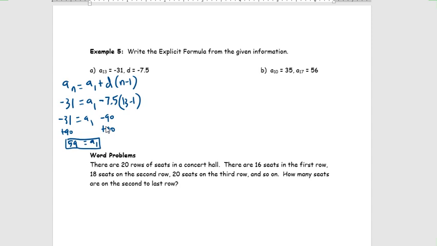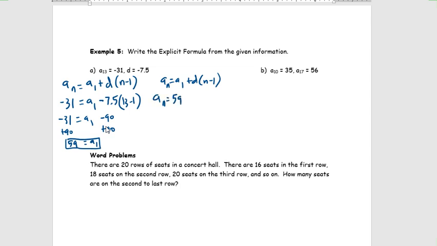Now, you could write out a sequence and then do the shortcut method, but I am going to go back to the actual formula here. I just said you could write out a formula. It should have been you could write out a sequence. But yeah, I'm going to go back to the formula. So the formula is a sub n equals a sub 1 plus common difference times n minus 1. All right, so a sub n equals, what is a sub 1?